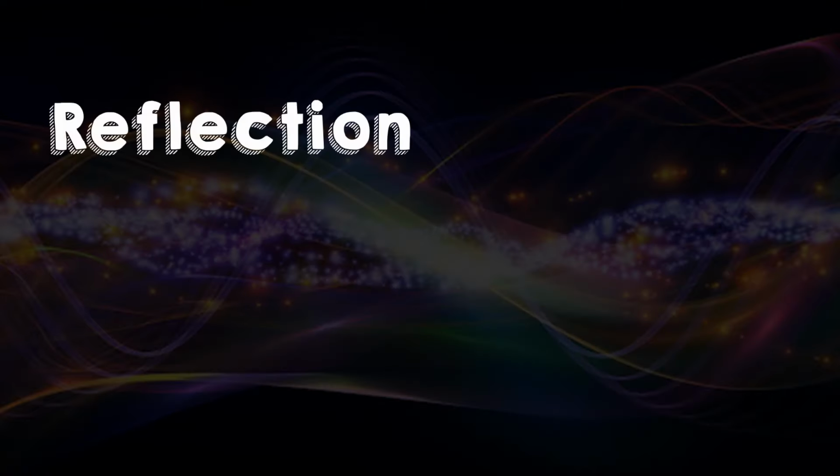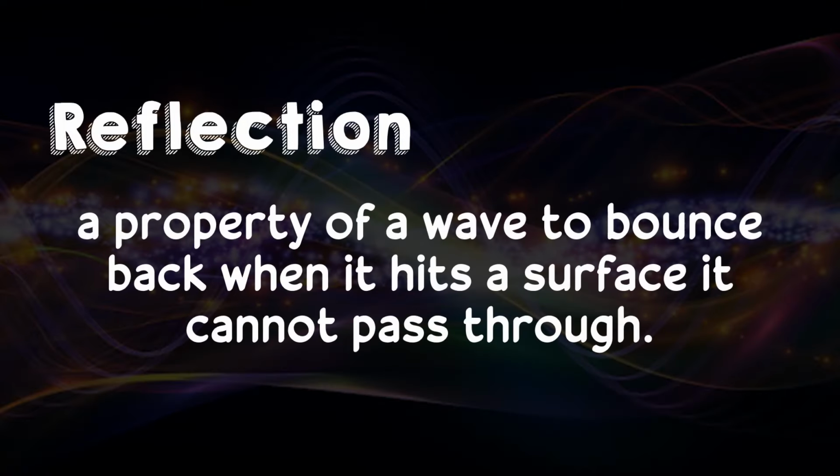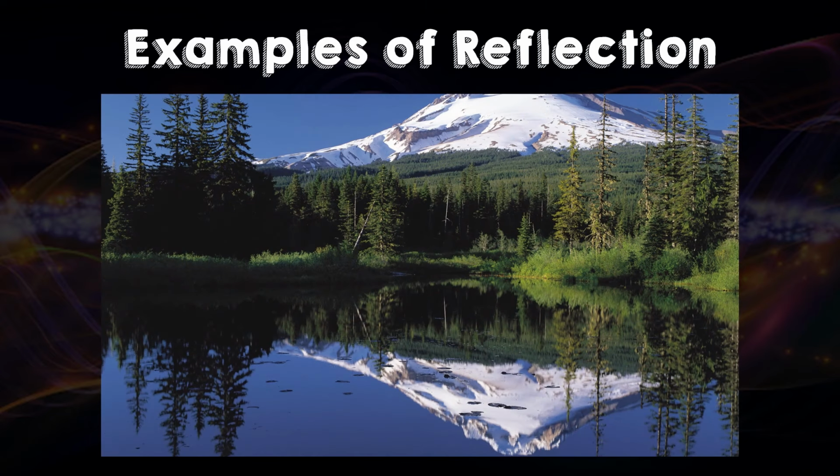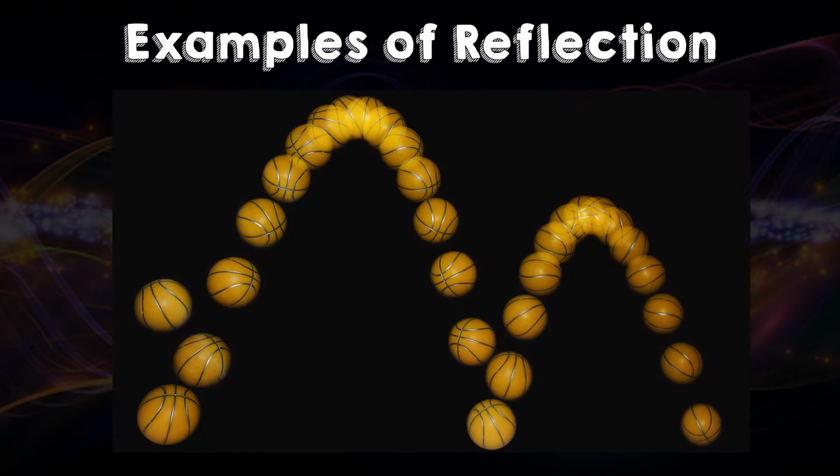The main idea about reflection is that it is the property of a wave to bounce back when it hits a surface it cannot pass through. Our examples of reflection. Ano ang mga common na mga bagay na nagre-reflect? We have the scenery. The scenery is reflected by the water. Another example would be a ball being reflected or bounced back by the ground.